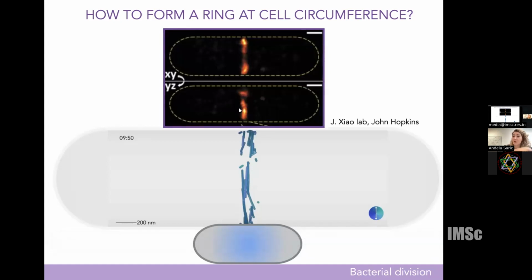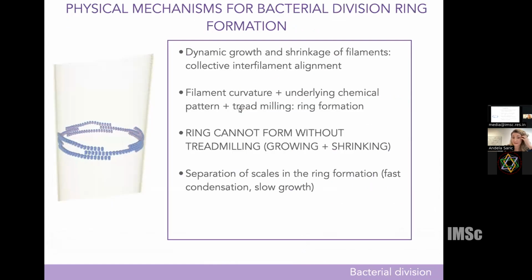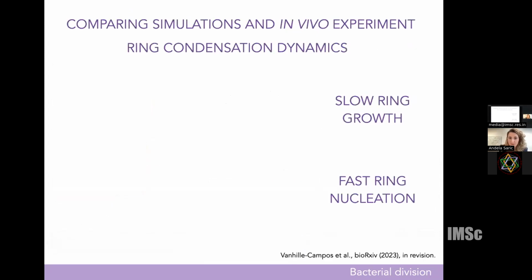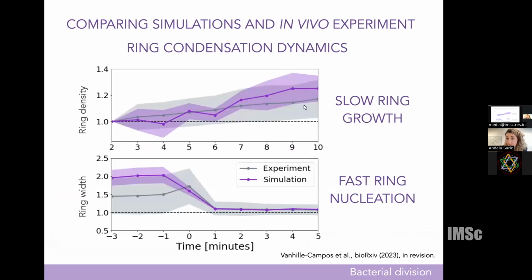But now we can go back to live cell data. There it has been measured that the ring nucleates very quickly, so its width decreases very quickly, sub-minute. But then the ring density grows very slowly, over tens of minutes. So it's kind of opposite to classical nucleation. It's fast nucleation, but slow growth.